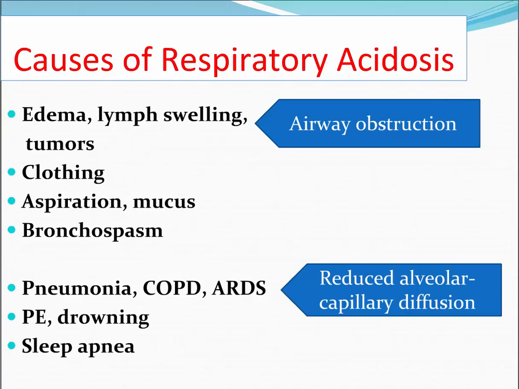Certainly, a significant pulmonary embolism could cause that issue. Drowning, or even sleep apnea, where sleep apnea is kind of a mix between obstruction and poor capillary diffusion. Certainly, I wouldn't give you an example and ask you to tell me which of these four is the cause for respiratory acidosis. I just want you to be able to identify cases that patients are at risk for developing respiratory acidosis, so we can really step in and prevent it.